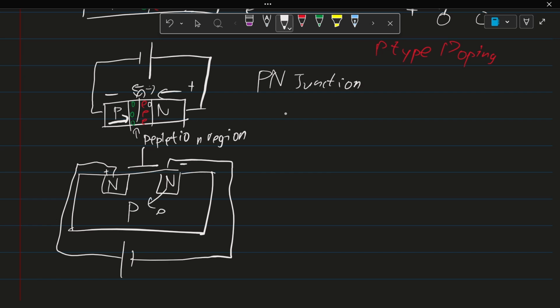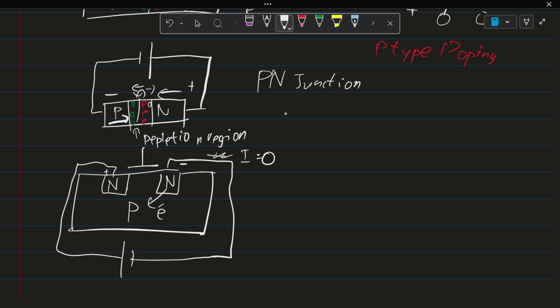This can actually transfer its electrons, so it's totally fine. But for this one, it couldn't get any electron to go into the P region, thus creating some form of an insulator. So this is as if the gate is off. So the current itself is 0.